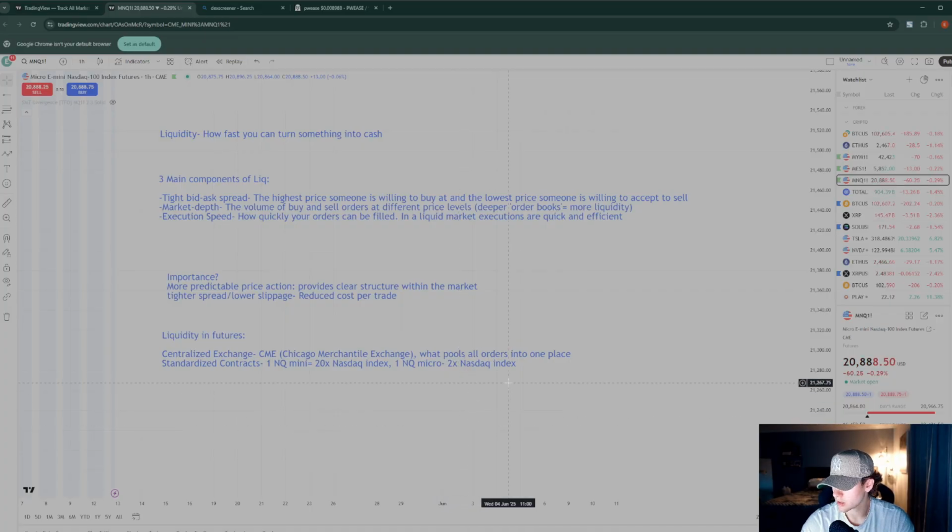Another thing to note is that a combination of these two is what leads to a standardized market. Now that everyone's on the same exchange and everyone agrees on the size of the contract, we can trade at the same time, the same things, and move the market together. Instead of going to a middleman, everyone knows that one NQ mini means 20 Nasdaq indexes and one micro means two Nasdaq indexes. And we're all trading on the Chicago Mercantile Exchange, so we don't have to hop between exchanges or send it between banks. It's just clear-cut, back and forth, and that's what creates liquidity.